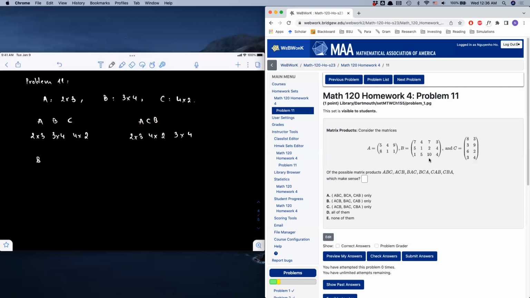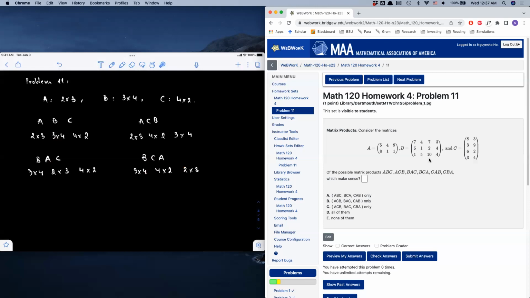Next, we do BAC. So B is a 3 by 4 matrix, A is a 2 by 3 matrix, and C is a 4 by 2 matrix. So this one's not going to work either. So BAC is not going to work. Now for BCA, what's going to happen? B is a 3 by 4 matrix, C is a 4 by 2 matrix, and A is a 2 by 3 matrix. So this calculation should work, right? Because the number of columns of B matches the number of rows of C, and the number of columns of C matches the number of rows of A.